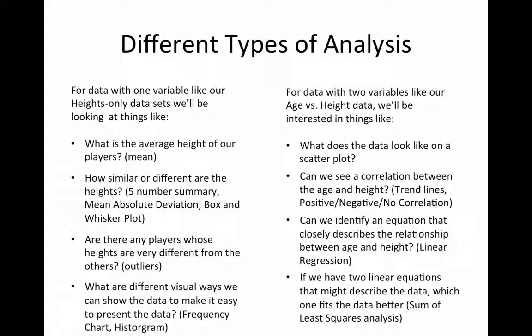For data with two variables like our age versus height data, we'll be interested in things like what does the data look like on a scatter plot? Can we see a correlation between the age and height? Can we identify an equation that closely describes the relationship between age and height? And if we have two linear equations that might describe the data, which one fits better?